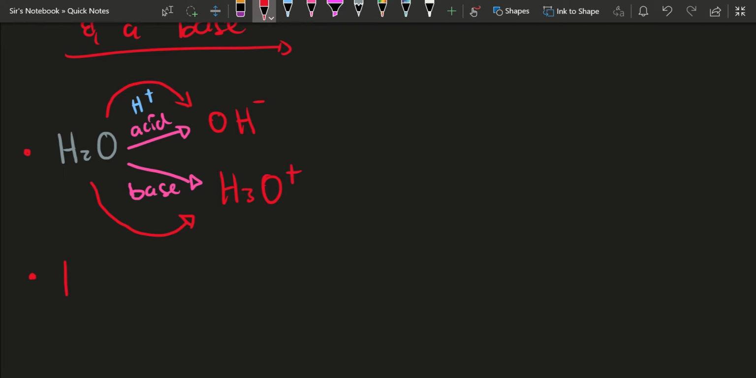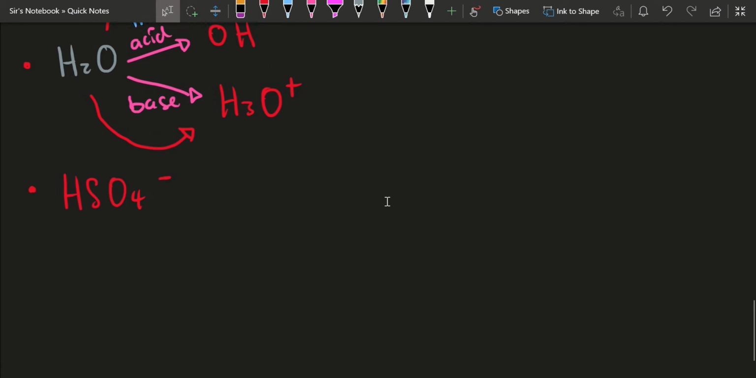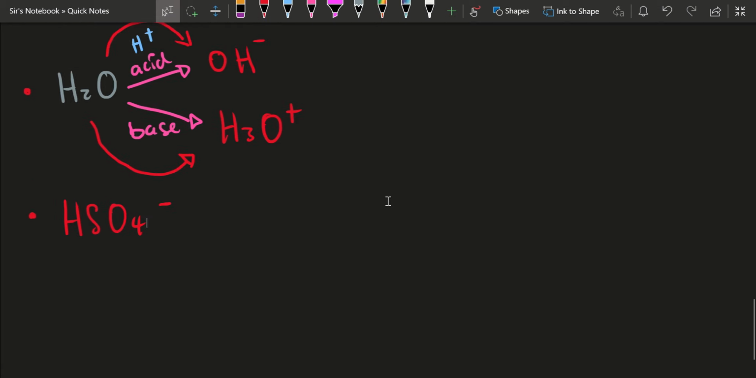Then our next example is also very common, HSO4 minus. Remember from the first video, we looked at HSO4 minus and we said H2SO4 is a, what did we say H2SO4 was? A diprotic acid, yes. Cool. So what happens when it acts as an acid and when it acts as a base?